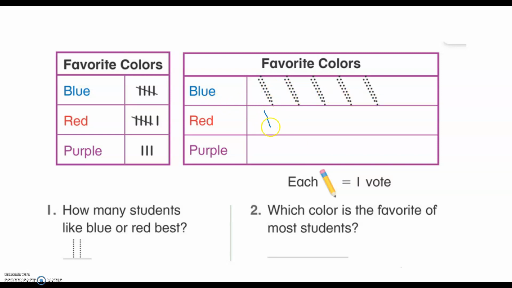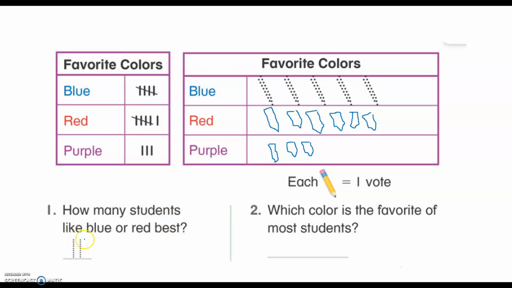Red, we need to draw 6. So there's 1, 2, 3, 4, 5, 6. How many do I need to draw for purple? I need to draw 3. 1, 2, 3.